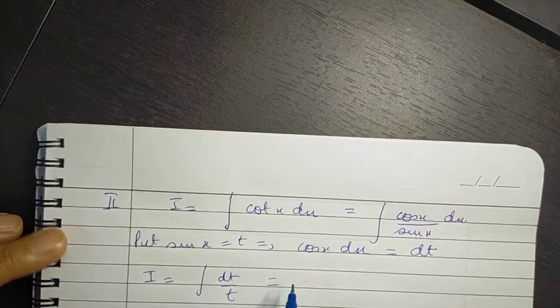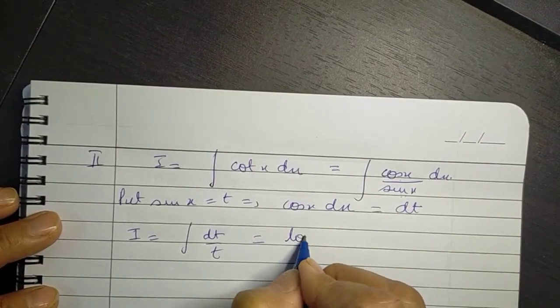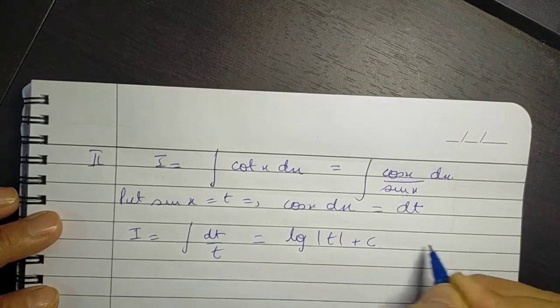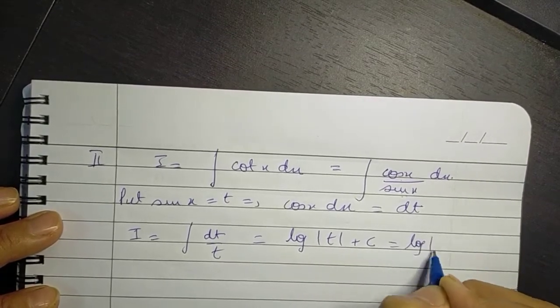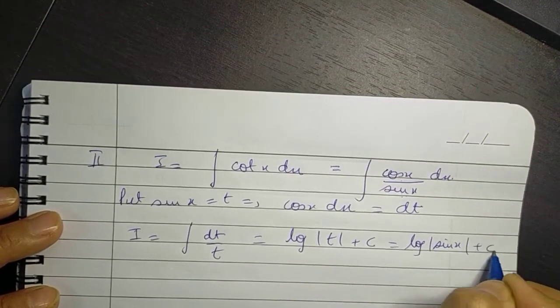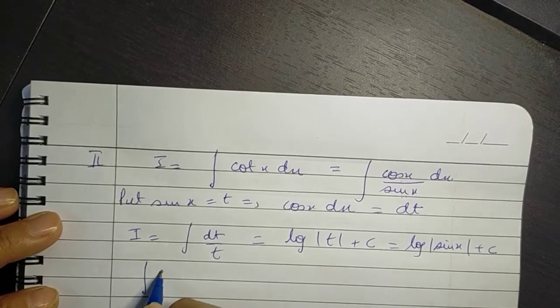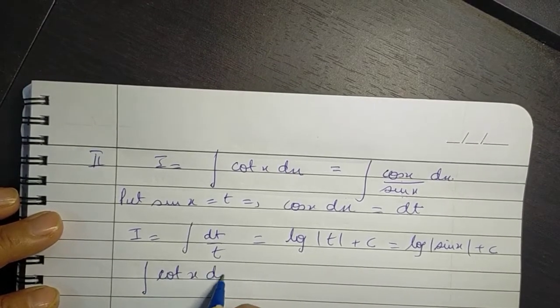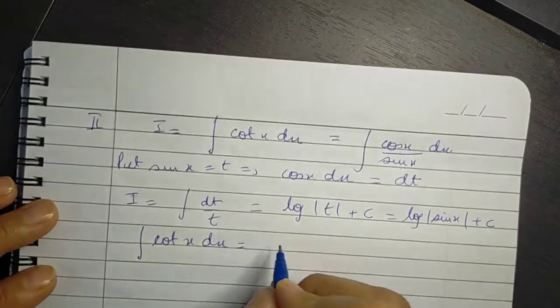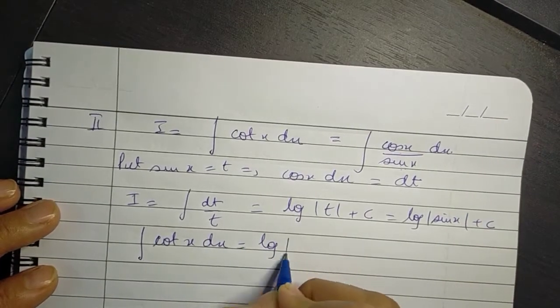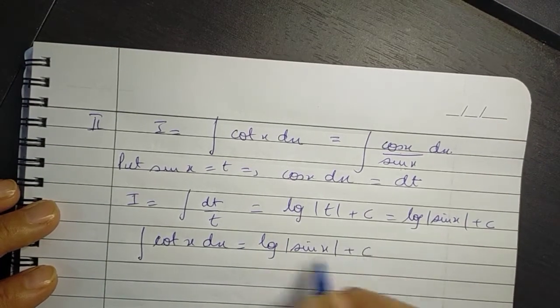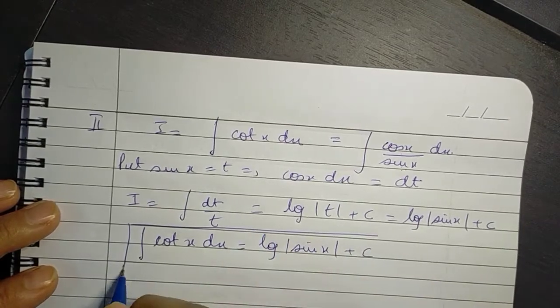dt over t, which is equal to log of t plus c, which is equal to log of mod sin x plus c, and thus we get integral of cot x dx is equal to log of mod sin x plus c. This is the next result.